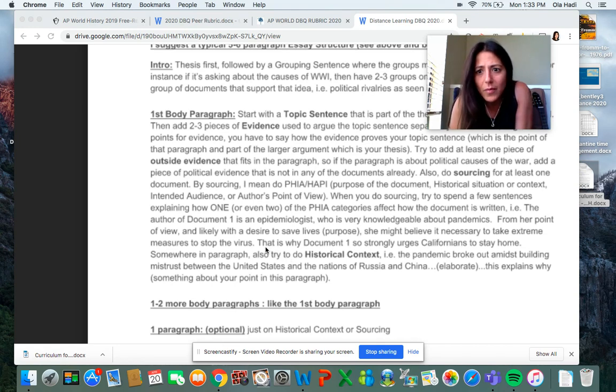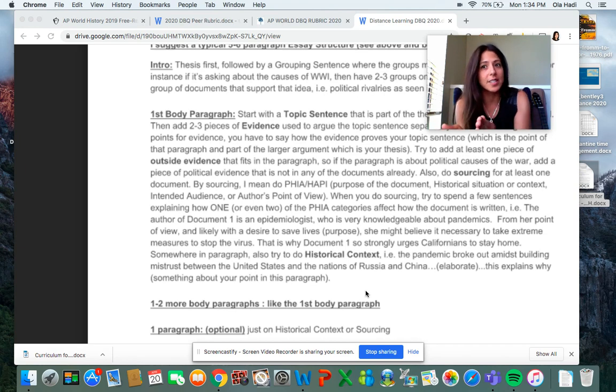Okay. Then somewhere in the paragraph, also try to do historical context. The pandemic broke out amidst building mistrust between the United States and the nations of Russia and China, and then explain why that's relevant to something about your paragraph. Or for example, if we go with the current pandemic, there's a lot of mistrust about technology, this latent or hidden mistrust about technology, which explains why some people in the UK are destroying the cell phone towers because they're afraid of 5G. So that would be relevant historical context, fears about technology.